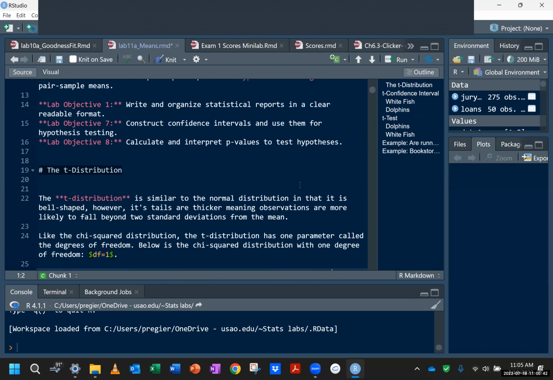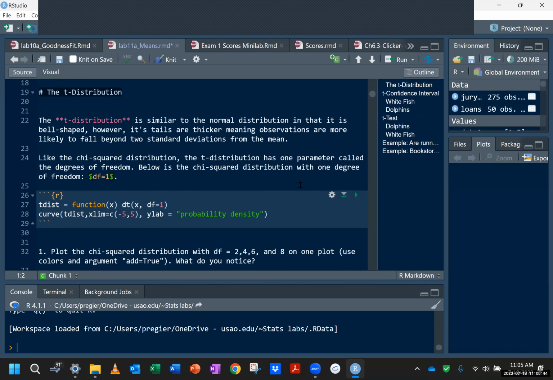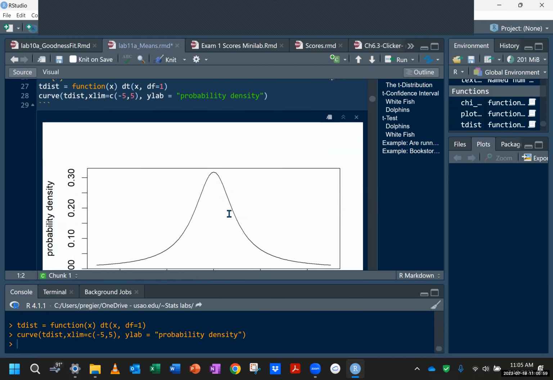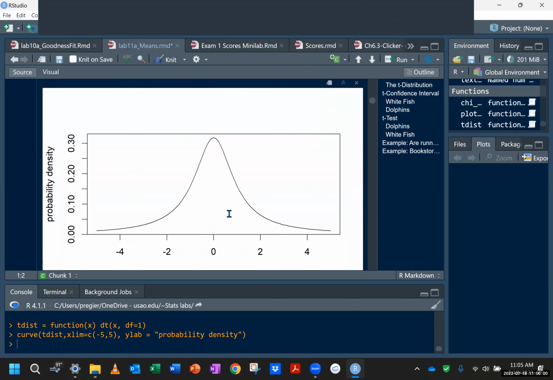So what is the t-distribution? It's very similar to our normal distribution. However, its tails are thicker, meaning more of the data falls outside of the mean. So here's the t-distribution with 1 degree of freedom. And notice the tails go farther out. There's more area underneath them. Okay, so that's the t-distribution with 1 degree of freedom.